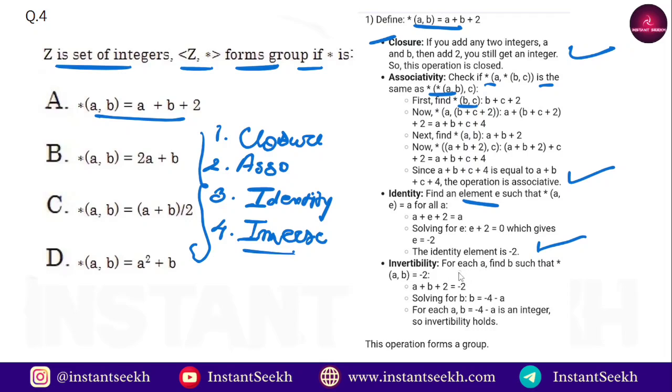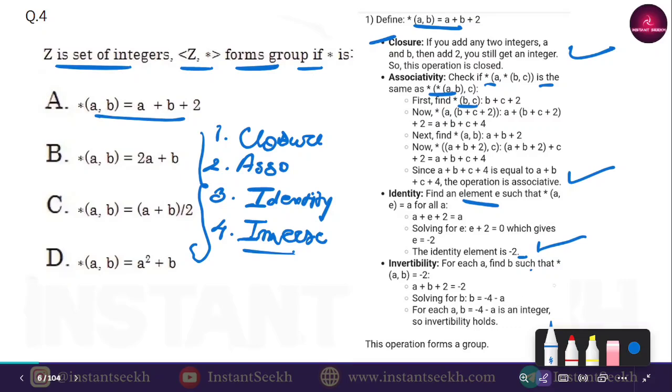Lastly, invertibility: for each a, find b such that a * b equals minus 2. Why minus 2? Because that is the identity element. So a plus b plus 2 equals minus 2. If you solve this, you will get b equal to minus 4 minus a, which is an integer. So invertibility is there.